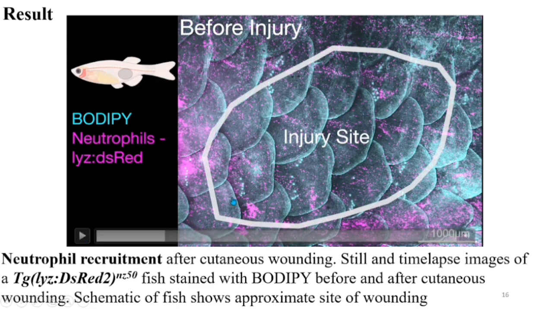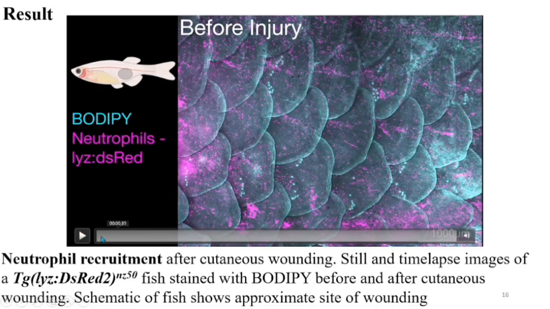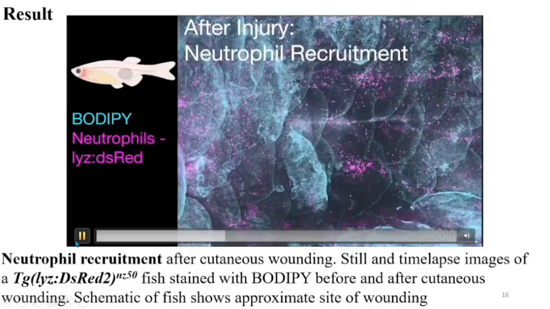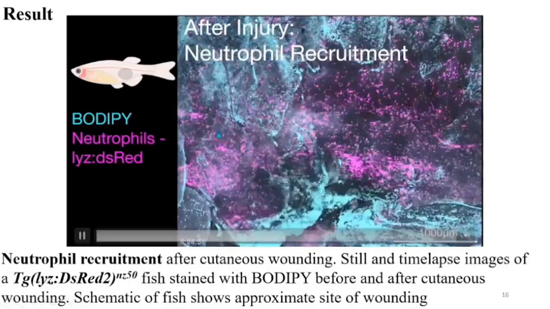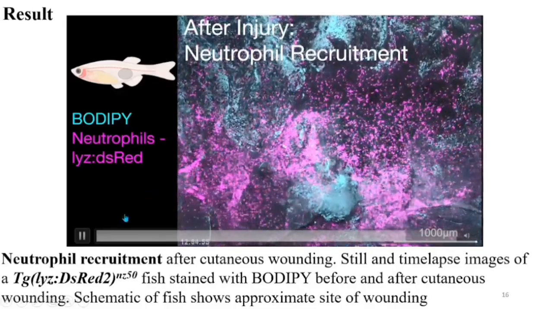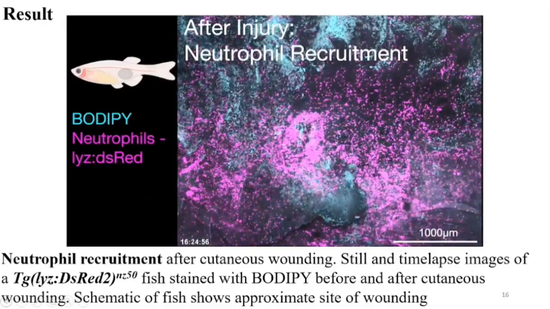So here we got the still image of the wound area before injury, showing the scale and neutrophils evenly scattered throughout. And here we got the time-lapse video of the neutrophil recruitment from 0.5 to 17.25 hours after injury. Like in the video, you can see a mass influx of neutrophils during the indicated times, suggesting that neutrophils respond very quickly to the cutaneous injury. Re-epithelialization of the skin occurs simultaneously with the neutrophil recruitment.